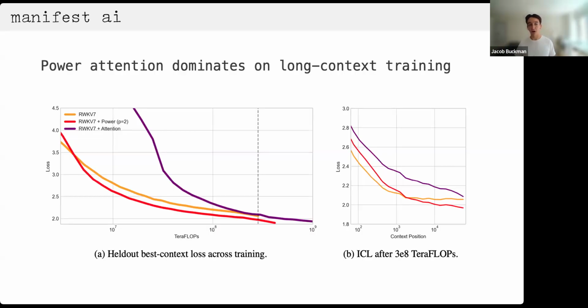You can also see on the right that the same ICL effects that we noticed earlier are present here as well. Rock of architecture, with its very small state, is barely able to do any in-context learning beyond a certain position at this scale. And by increasing the state size with power attention, we're now able to actually do good in-context learning all the way through the context, just like a transformer, while still having a much cheaper training budget in terms of flops per update.